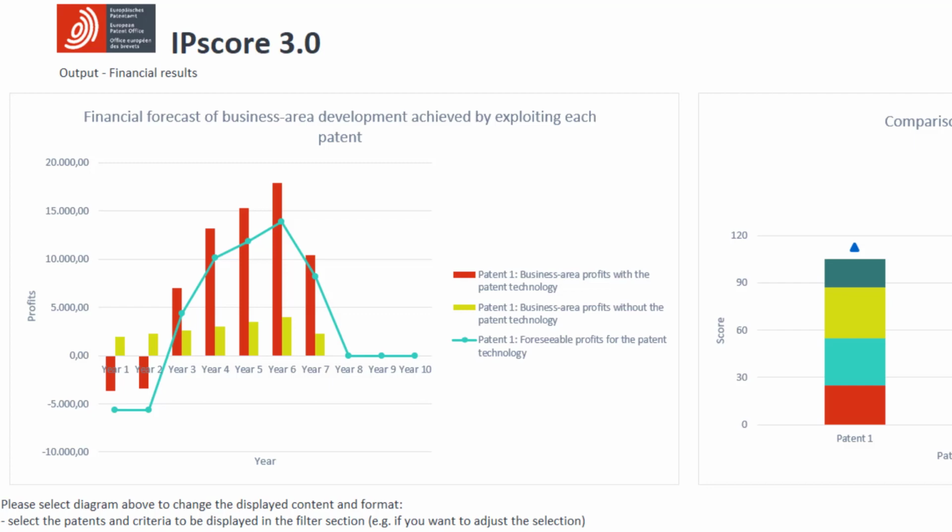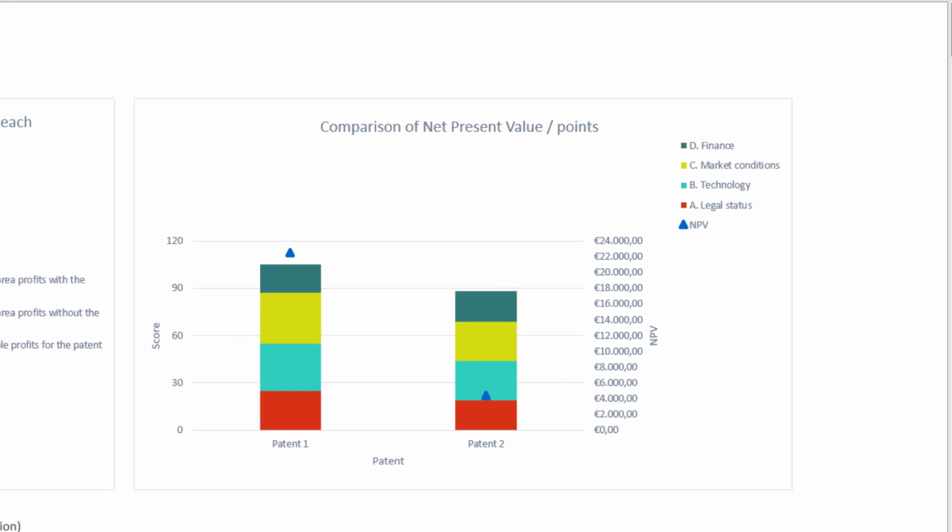There are three graphical elements in the patent account: a blue line indicating the patented technology's effect on the company accounts, a green column representing the profits in the business area without the patented technology, and a red column representing total business area profits when implementing the patented technology. The comparison of net present value/points chart makes it possible to set selected patents in the portfolio side by side. It compares patent scores in categories A to D and their net present values.